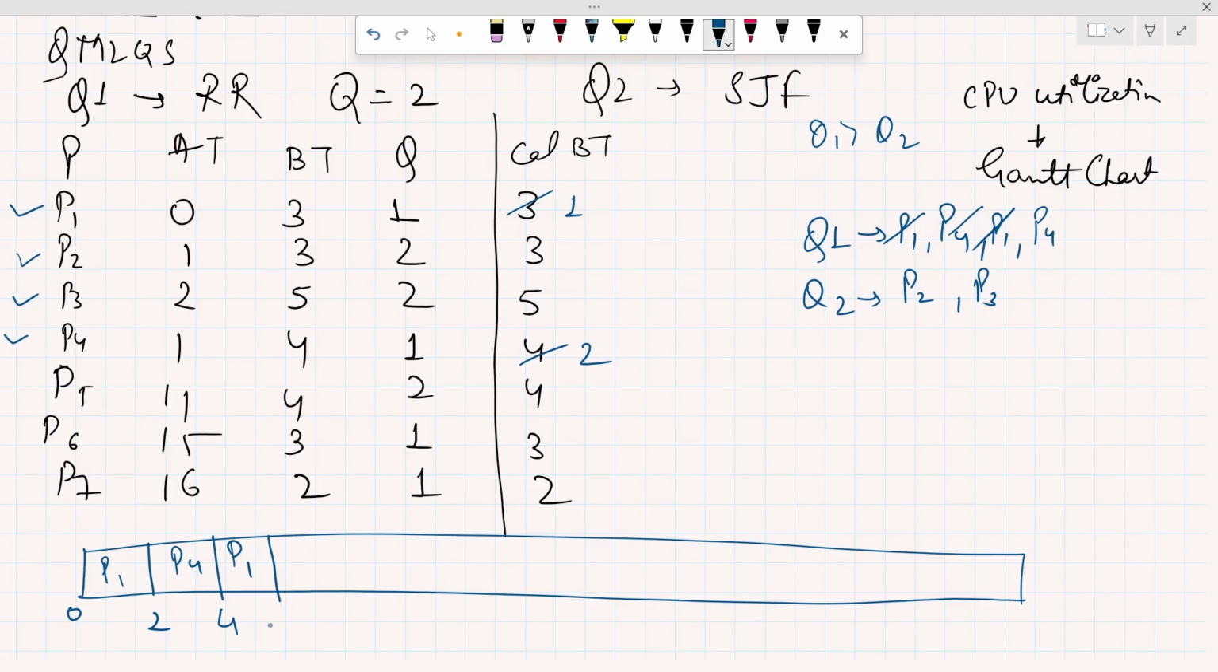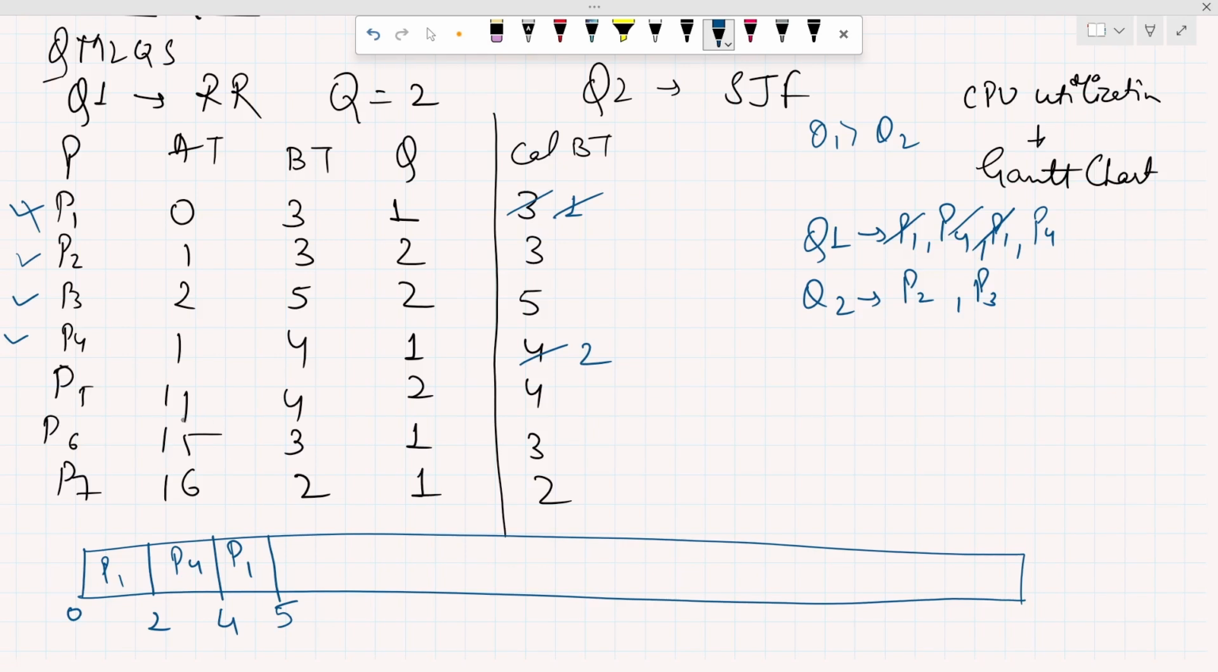So P1 is selected, burst time left is 1. So we are not going to use the full time quantum, we are using 1. So 4 to 5, P1 is now completed. After that, since P1 is completed, there is no need to add this process again in Q1.